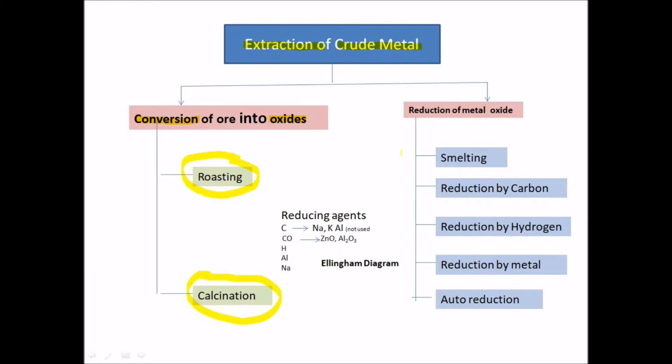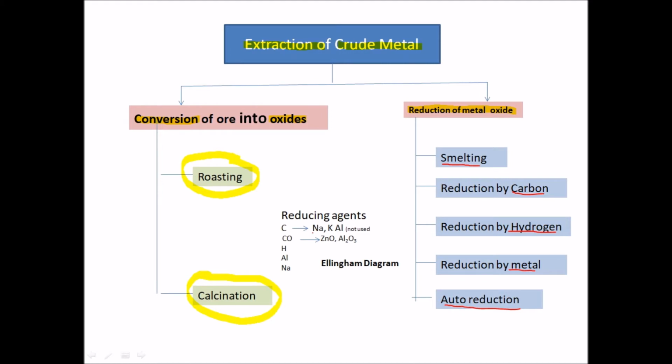The second step involved in the extraction of the crude metal will be through the reduction of the metal oxide. Reduction is a process of removal of oxygen from the metal oxide. This can be done in various ways: by smelting, reduction by carbon, reduction by hydrogen, reduction by using a metal, or through auto reduction. There are different reducing agents that can be used in the process of reduction of the metal oxide.